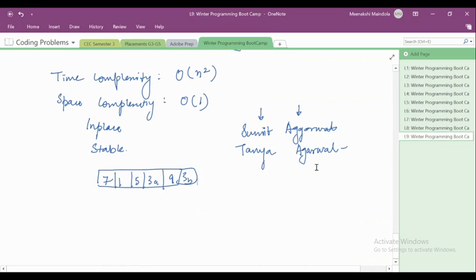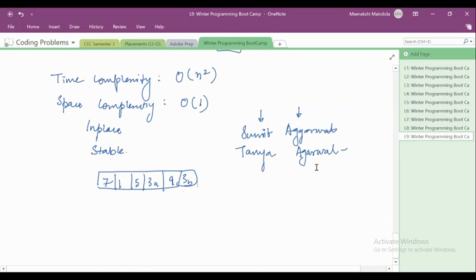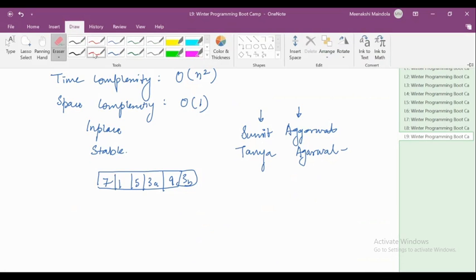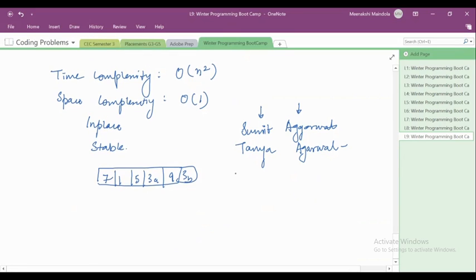Let us move ahead and talk about another sorting algorithm. The other sorting algorithm that we are going to look at is selection sort. Again, you might have already done it a lot of times, but let us just look at how this works.